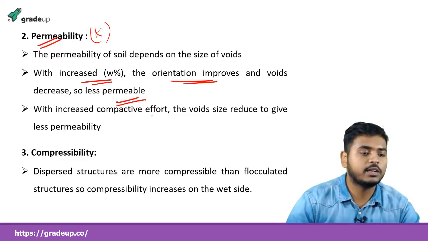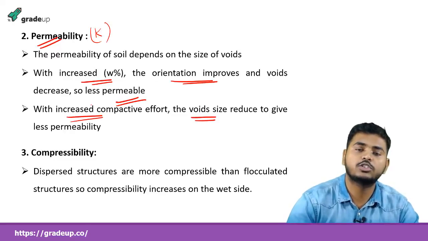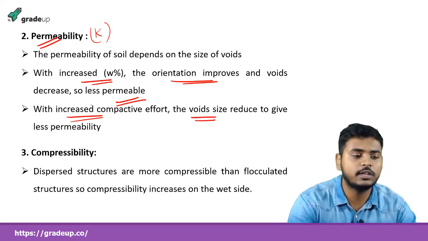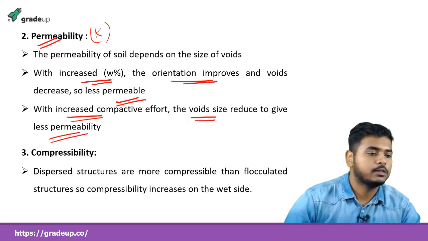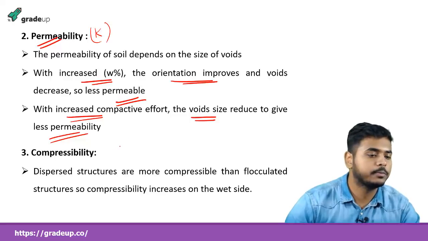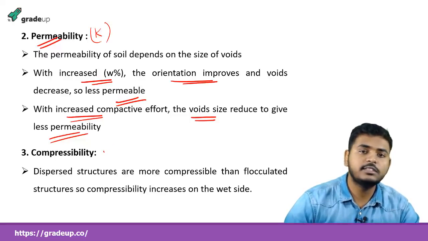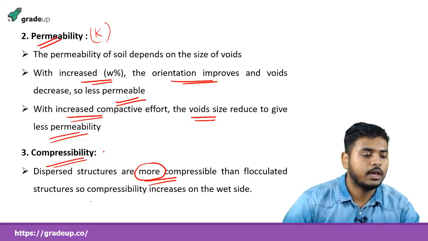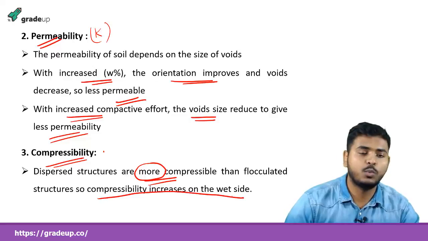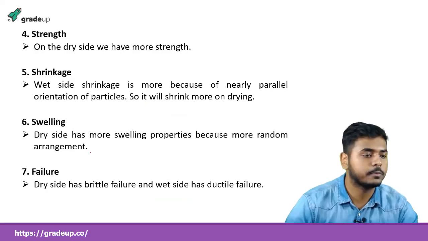And with increased compactive effort, the void size reduces. Okay. When we increase the compactive effort, naturally, when we are applying the load, the void size will decrease, and this will give less permeability. So this is how compaction affects permeability. Now moving on to the next, that is compressibility. Dispersed structures, that is on the wet side of optimum, are more compressible than the flocculated structure. Okay. And so compressibility increases on the wet side. That is, liquid limit also increases, so compressibility increases.